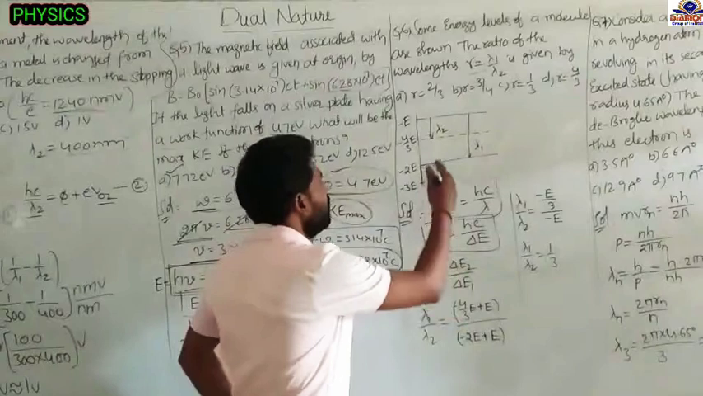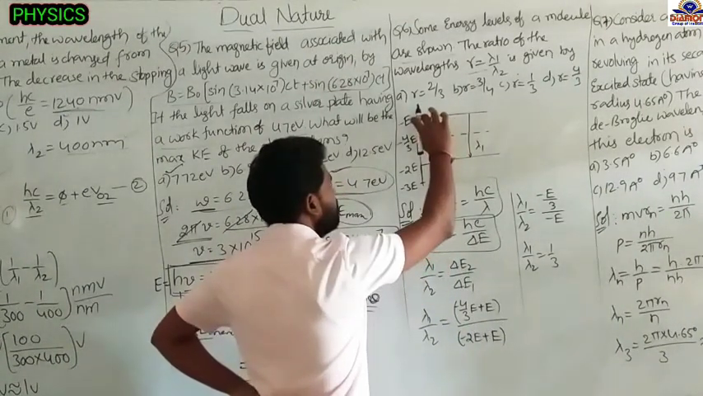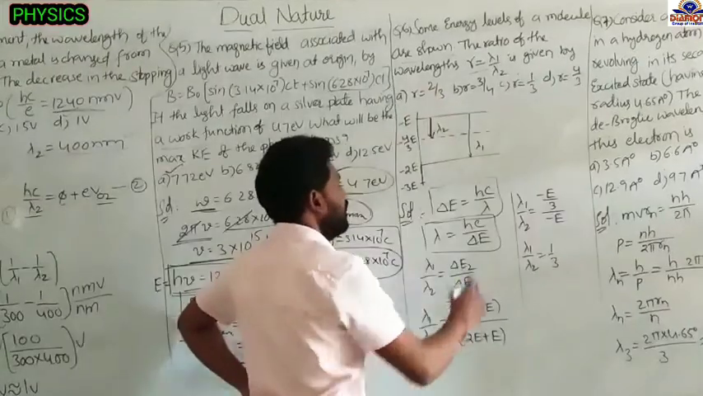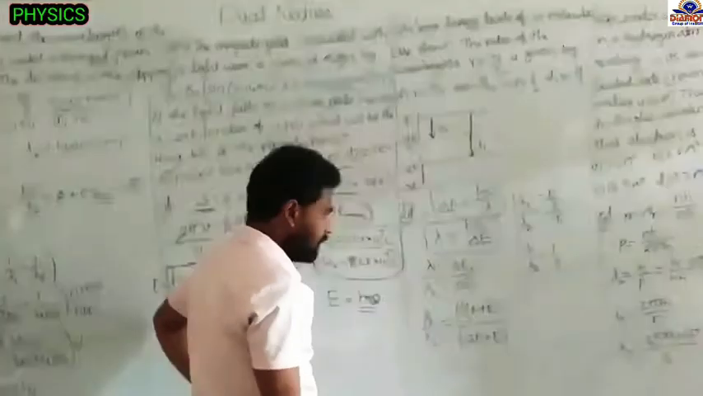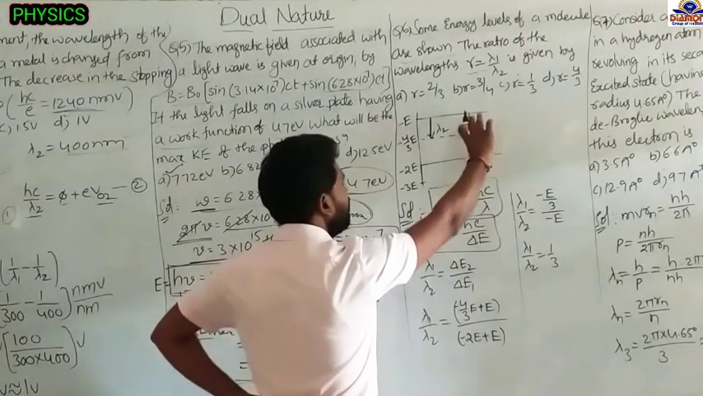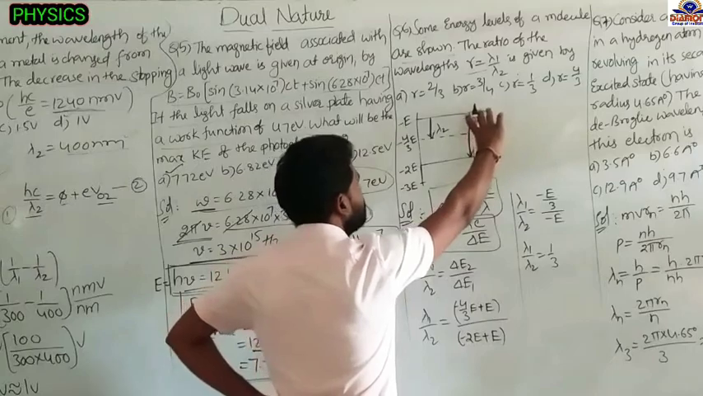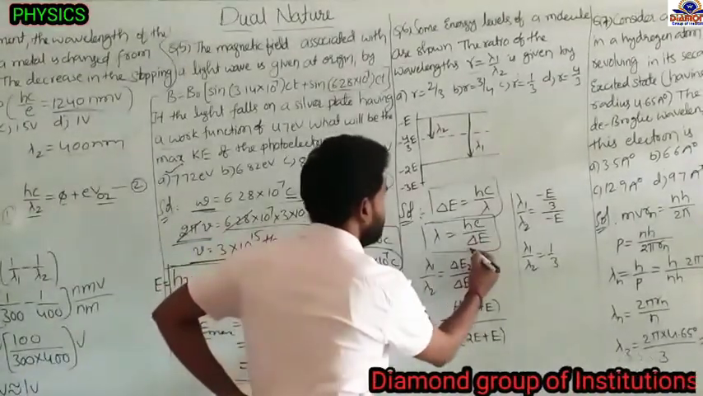Here lambda 2 is the wavelength corresponding to the energy difference between these two levels, and lambda 1 is the wavelength of the photon corresponding to the energy difference between the other two levels. From that we can say lambda equals hc by delta E.